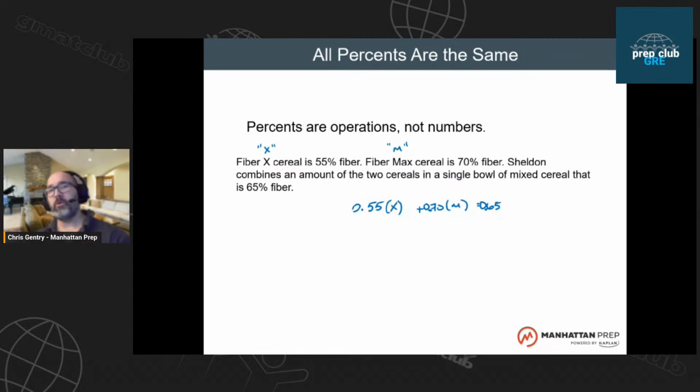Abandon all hope is giving a very hopeful response. That 0.65 at the end needs to be 0.65 of what? Of the total amount of cereal that you are using. And so this is how you could generate a mathematical relationship for this problem. Percentages are operations, not numbers. Always have a percent of what component settled in your head.